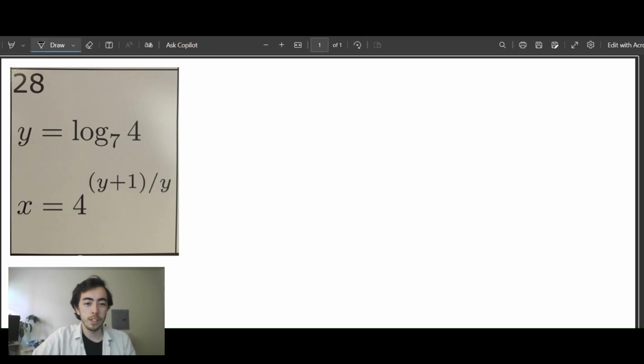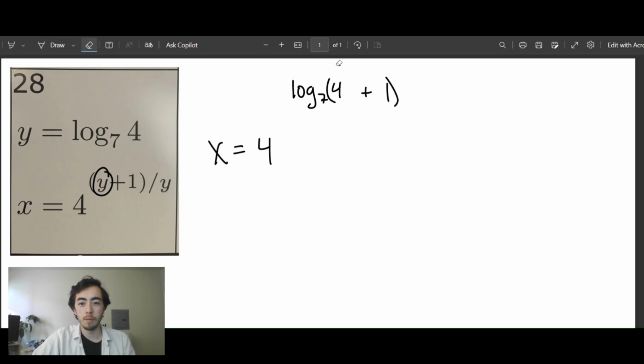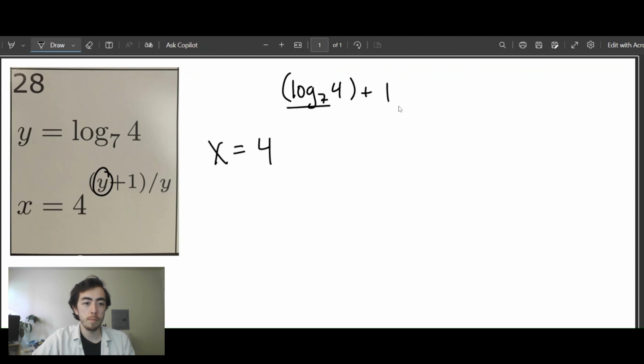It looks like I could just substitute log base 7 of 4 into here. So log base 7 of 4, that's this y right here. I'm going to add 1, just so I don't think it's like log base 7 of 4 plus 1. I am going to put parentheses around this guy, just to be super clear what I'm doing. And then finally, it's over y again. So log base 7 of 4.